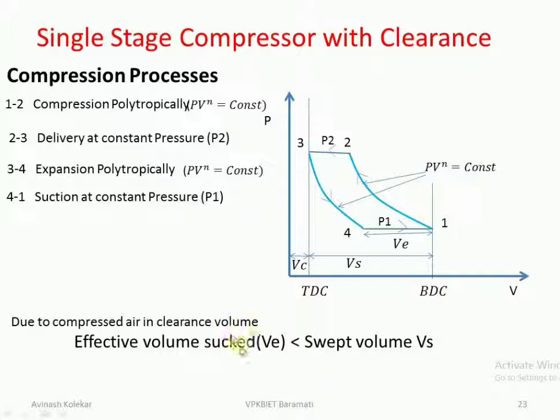So due to the compressed air in the clearance volume, the effective volume sucked is always less than the swept volume, and this may cause a reduction of the capacity of the compressor. So the volume Vs we are sweeping, but out of that only Ve we can suck. So due to the clearance, for the same capacity of the compressor, you have to increase the swept volume, means you have to increase the size of the compressor. So that is the first drawback of the clearance, that for the same capacity you will require a larger diameter as well as a larger stroke length, or you can say a larger dimension cylinder.